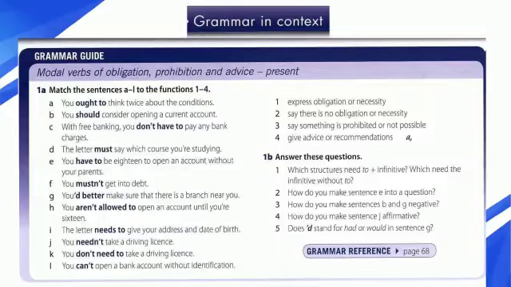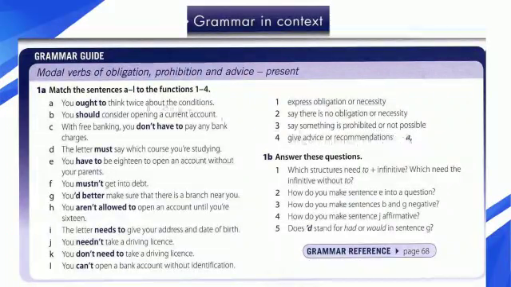Exercise 1A. Match the sentences A to L to the functions 1 to 4. So we have here sentences which contain modal verbs, and we have to match them with their function. A. You ought to think twice about the conditions. Number 1, express obligation or necessity. 2, say there is no obligation or necessity. 3, say something is prohibited or not possible. 4, give advice or recommendations.